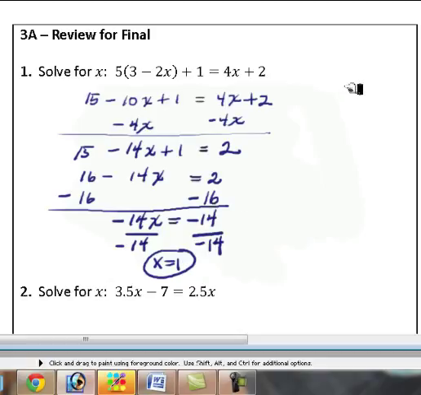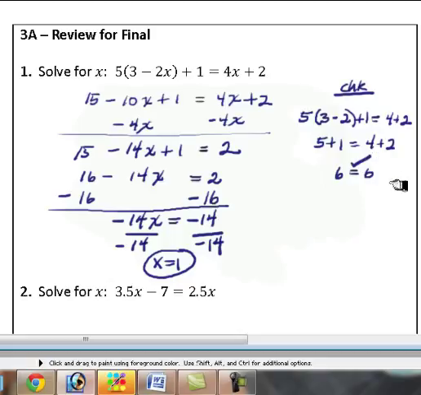Let's do a little check of our solution right here. We're going to substitute x equal 1 back into the original equation, and we get 5 times 3 minus 2, substituting in x equal 1, plus 1 is equal to 4 plus 2, again substituting in x equal 1. 3 minus 2 is 1, so we have 5 plus 1 is equal to 4 plus 2, where 6 equals 6. So we see that x equal 1 is the correct solution.